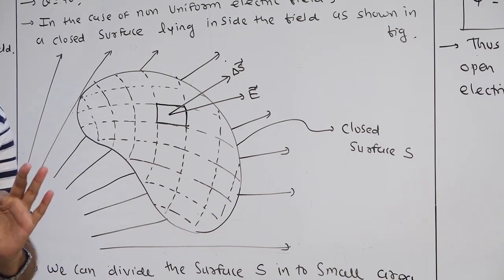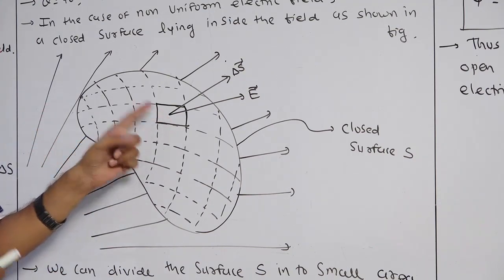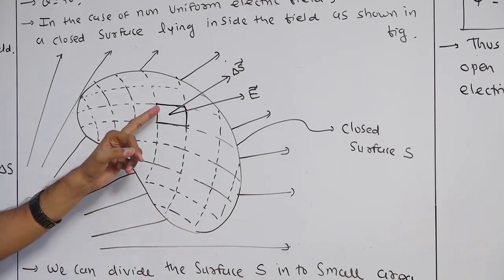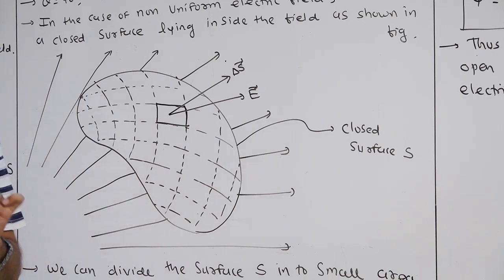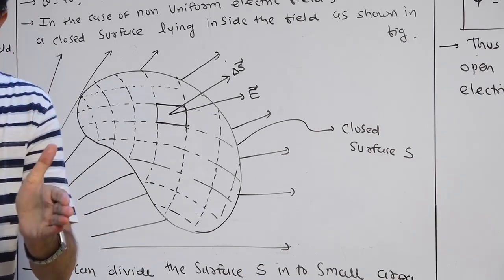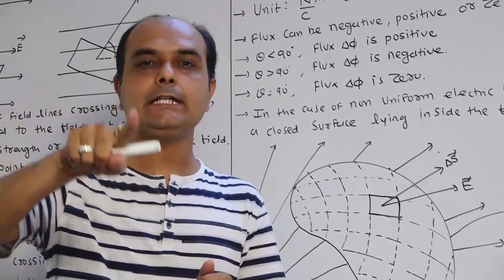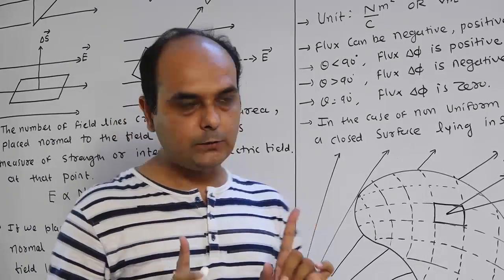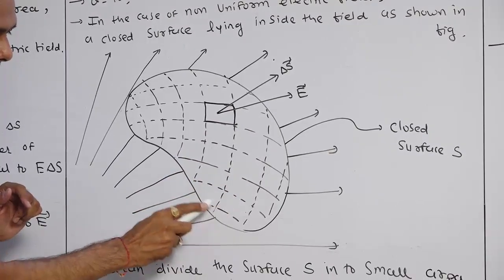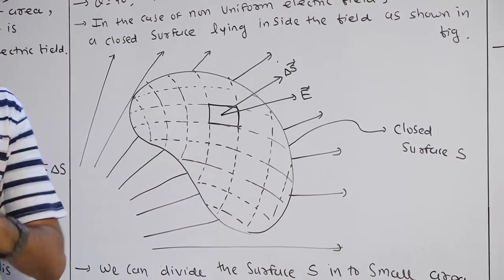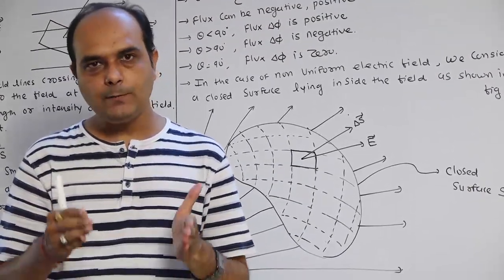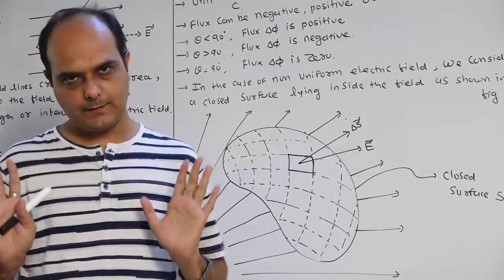Find out the flux linked with each area element. Then add the flux linked with each element, and that addition will be converted into an integration. Find out the flux linked with each area element and make the addition, and that addition will be converted into the integration. In this way we can calculate the flux linked with a non-uniform electric field through any closed surface.